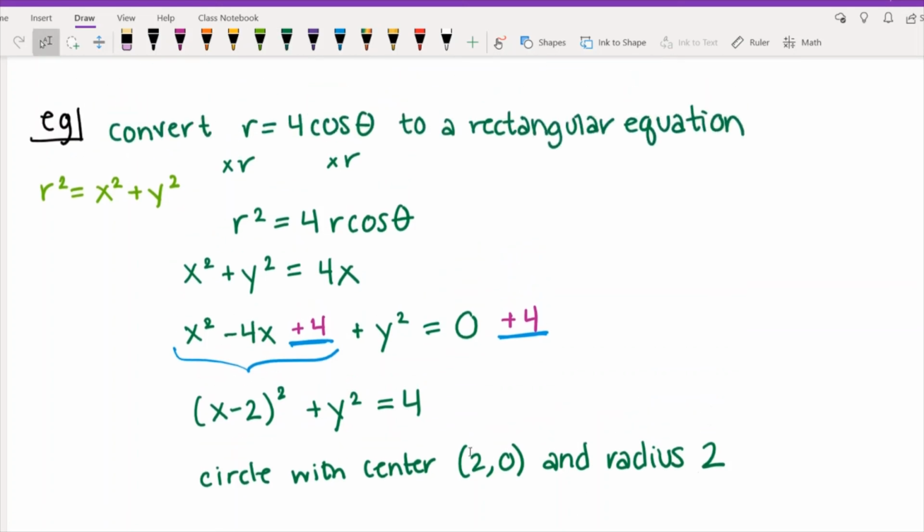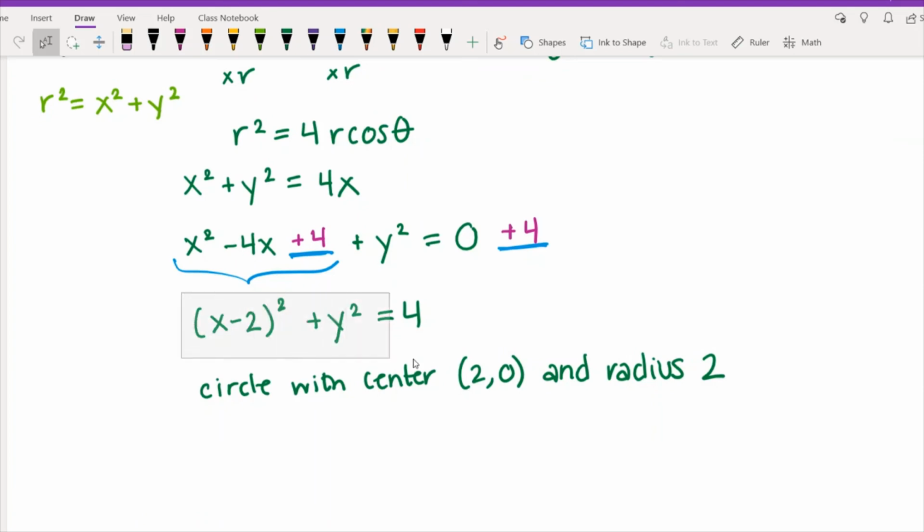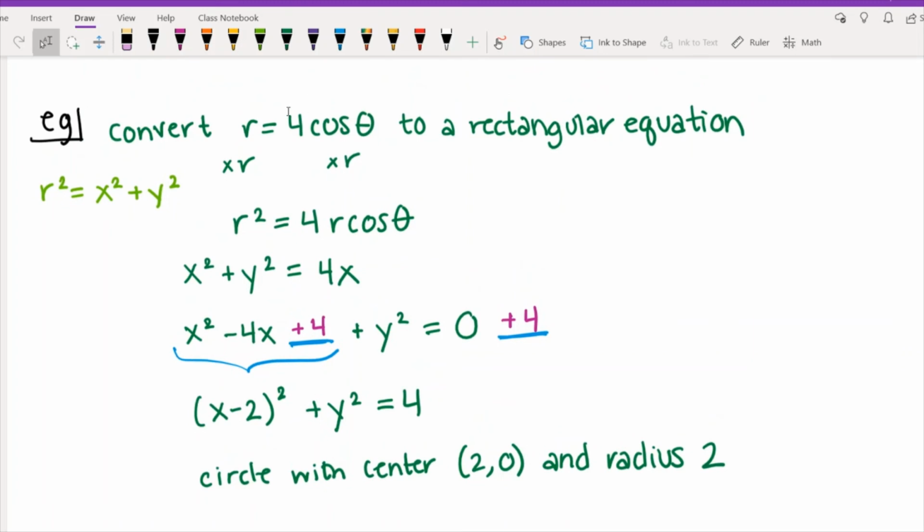And then tomorrow, like I said, we're going to be seeing how you can graph polar coordinates. So we'll actually be able to see, without translating this into rectangular coordinates, why this shape is a circle.